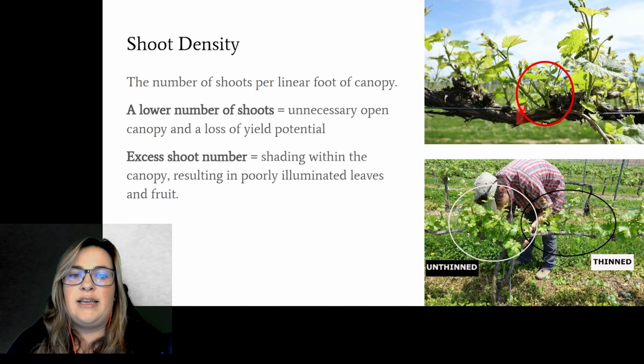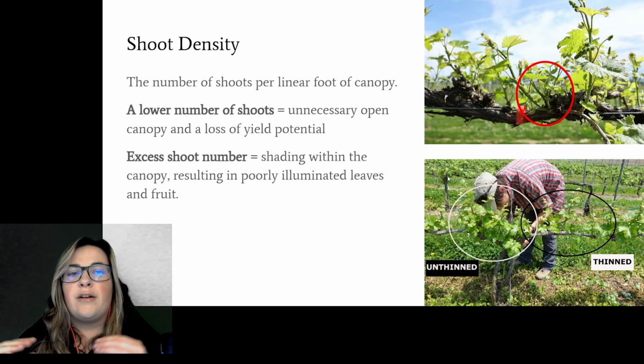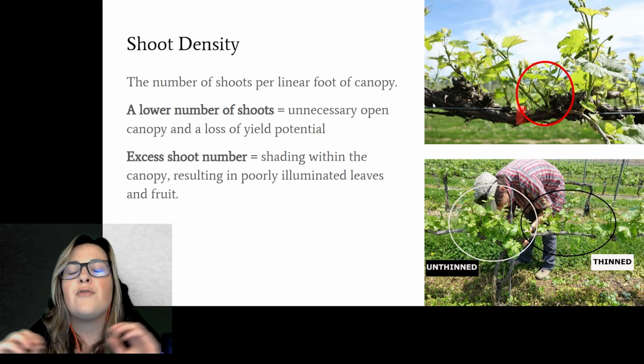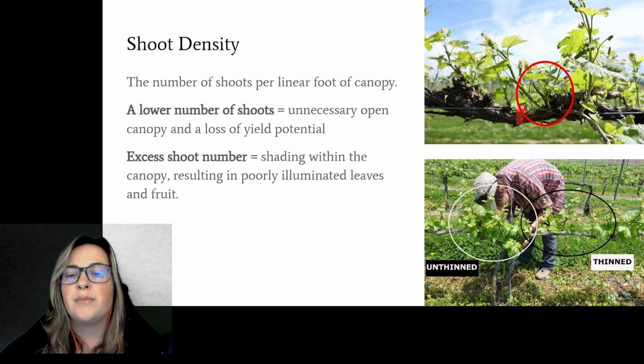So shoot density is quite literally the number of shoots per linear foot of canopy. A lot of training systems involve cordons for vines. These are the arms that come out from the trunk, right? So we have 2 cordons here. The shoot density is literally how many shoots are left on that cordon. You can see this side of the cordon has been thinned, and this is what it looks like unthinned.